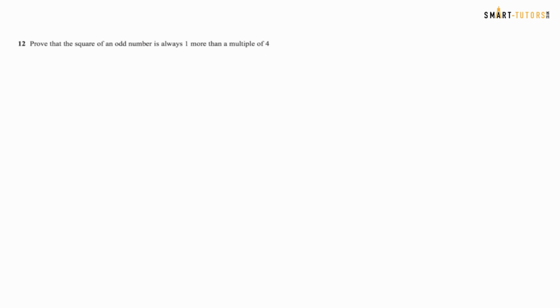Question 12. Prove that the square of an odd number is always 1 more than a multiple of 4. So we need to prove algebraically. So odd number, the general form of an odd number, you can write as 2n plus 1. If you want an even number, it is 2n. So odd number is 2n plus 1. So they're asking you to square them. So (2n plus 1) squared. We need to prove the end result is 1 more than a multiple of 4.